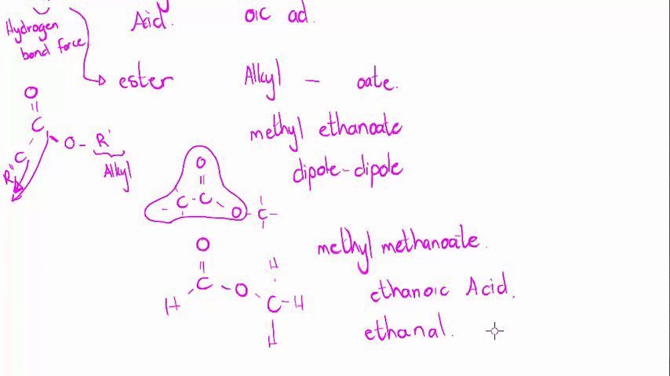I'm thinking ethanoic acid would be number 1, ethanol number 2, and methyl methanoate number 3. Okay, let's vote 1, 2, 3. Yeah, ethanoic acid number 1. But number 2 is methanol. Yeah. And then this one number 3.